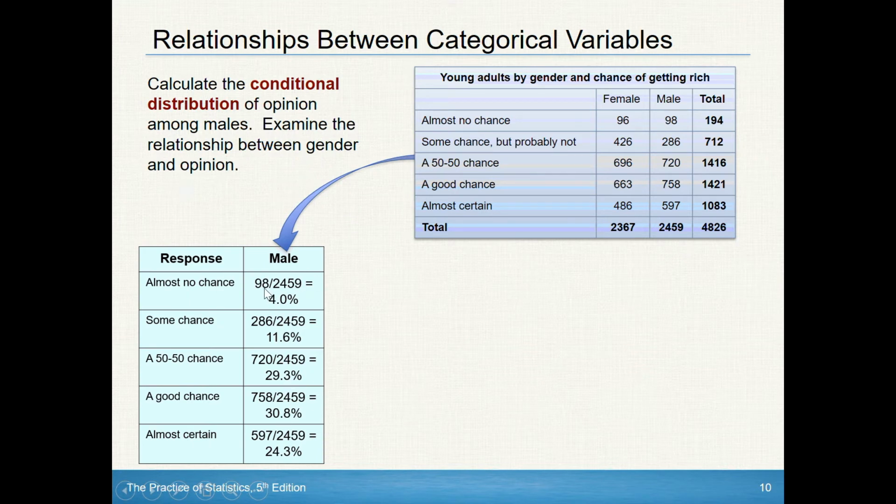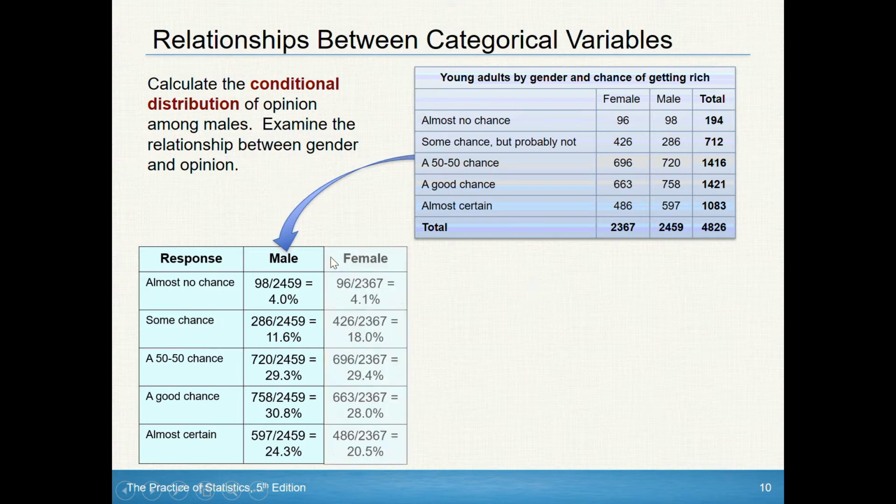So for the percentages, we take the 98 and we're only dividing it by the total of the males. So the 98 divided by the total of the males. And then we do the same thing for some chance, 50-50 chance, etc. on down. Then we're going to do the females as well so that we can do the second part of this question, which was examine the relationship.